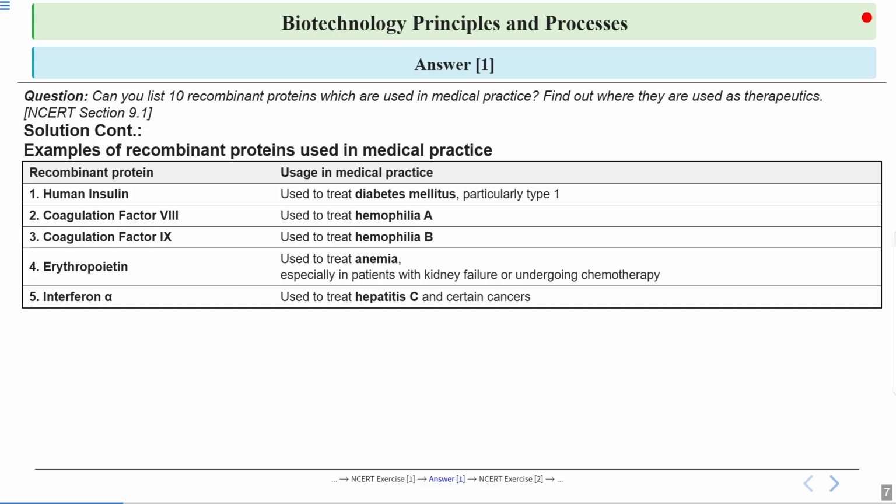So the first one is human insulin. Human insulin is nowadays produced as a recombinant protein. Now you see that many people are taking insulin medicine because they are diabetes patients, right? So they have to take insulin. This human insulin is now produced on the basis of recombinant DNA technology. Now, what is the use of this? It is used to treat diabetes mellitus, particularly type 1, right?